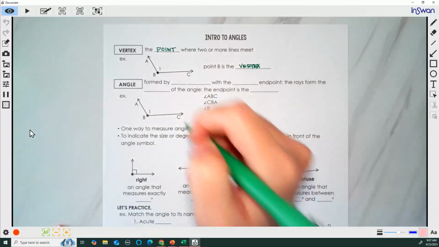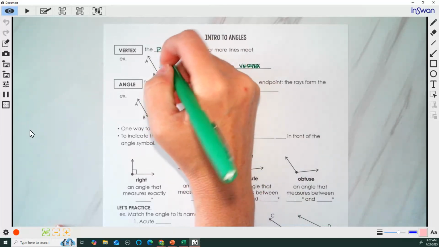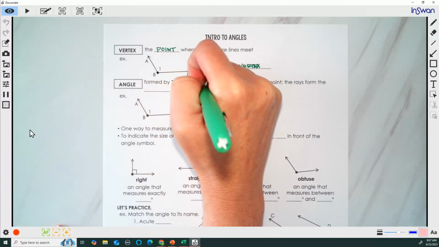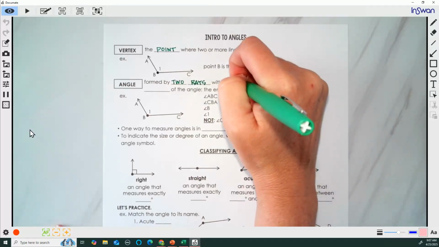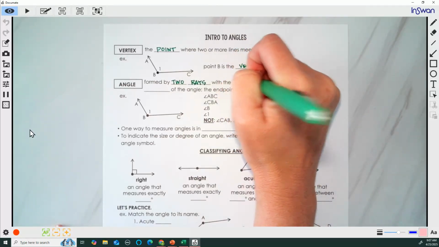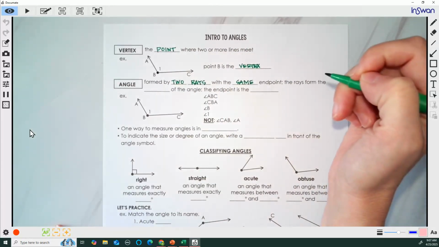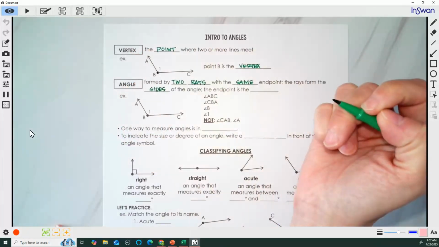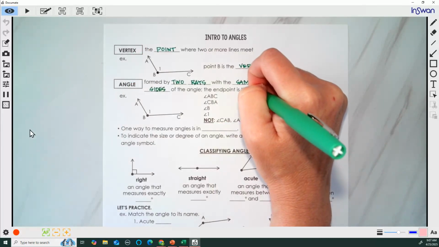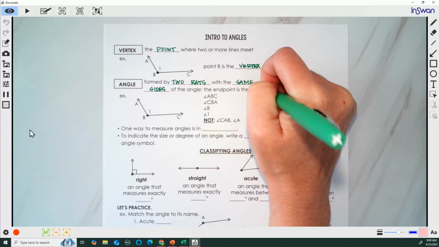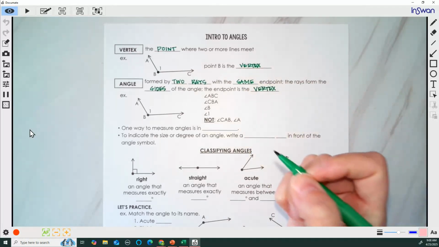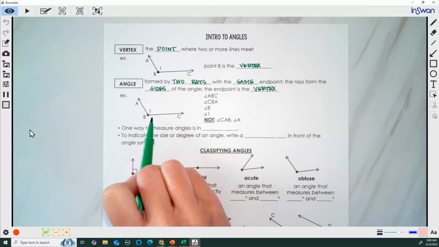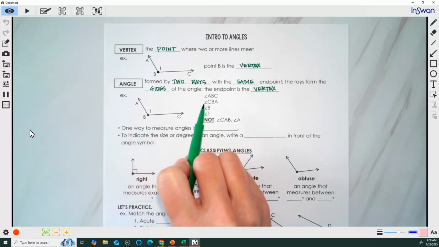The angle is the figure formed by two rays with the same endpoint, and the rays form the sides of the angle, and the endpoint where both rays meet, that is the vertex. Here we have an example of an angle, and let's look at some ways that we can name this angle.